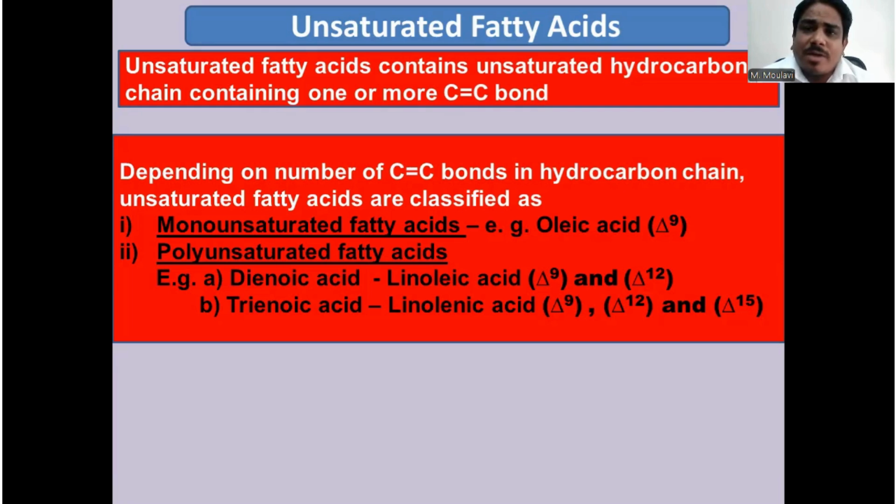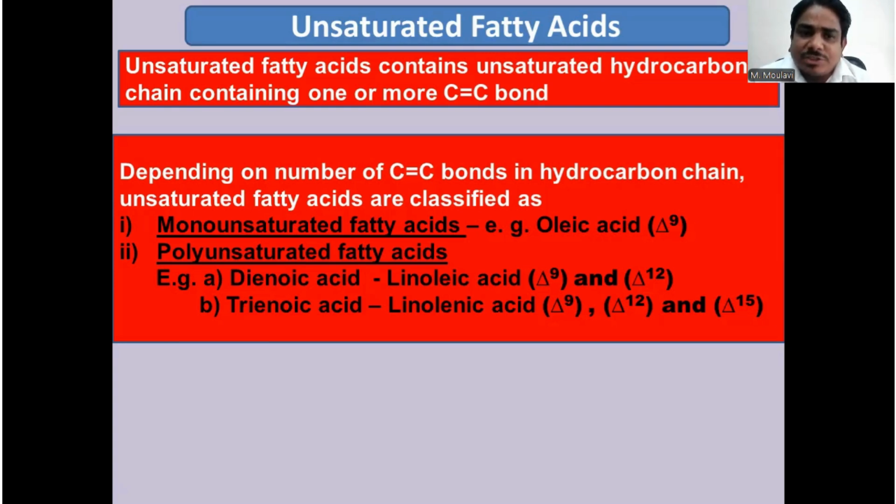Depending on the number of carbon-carbon double bonds, it is classified as dienoic acid. Example is linoleic acid. Linoleic acid contains two carbon-carbon double bonds in the unsaturated hydrocarbon chain of the fatty acid. It is a delta 9 and delta 12 fatty acid. It means that carbon-carbon double bonds are present at carbon number 9 and carbon number 12 in the linoleic acid.